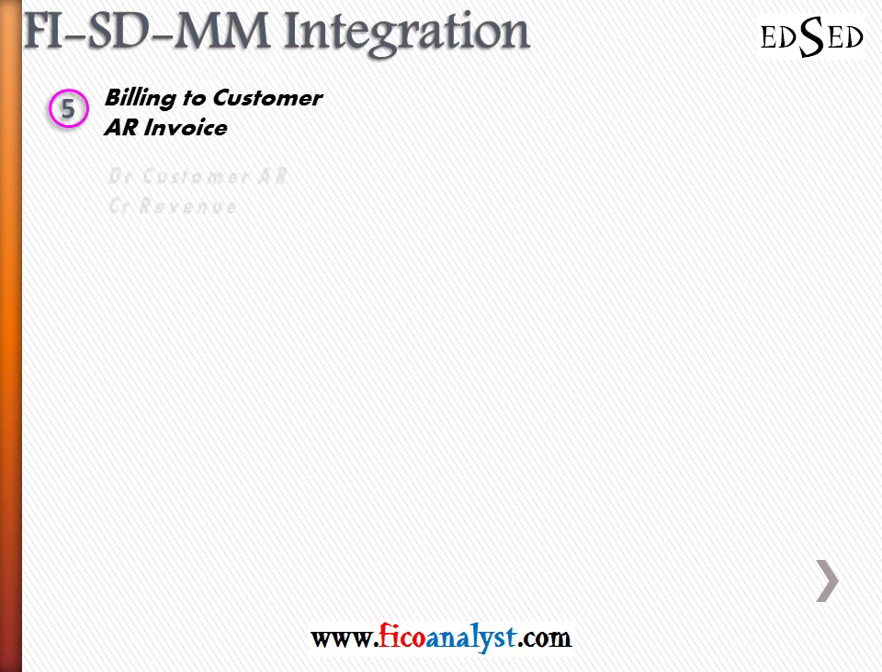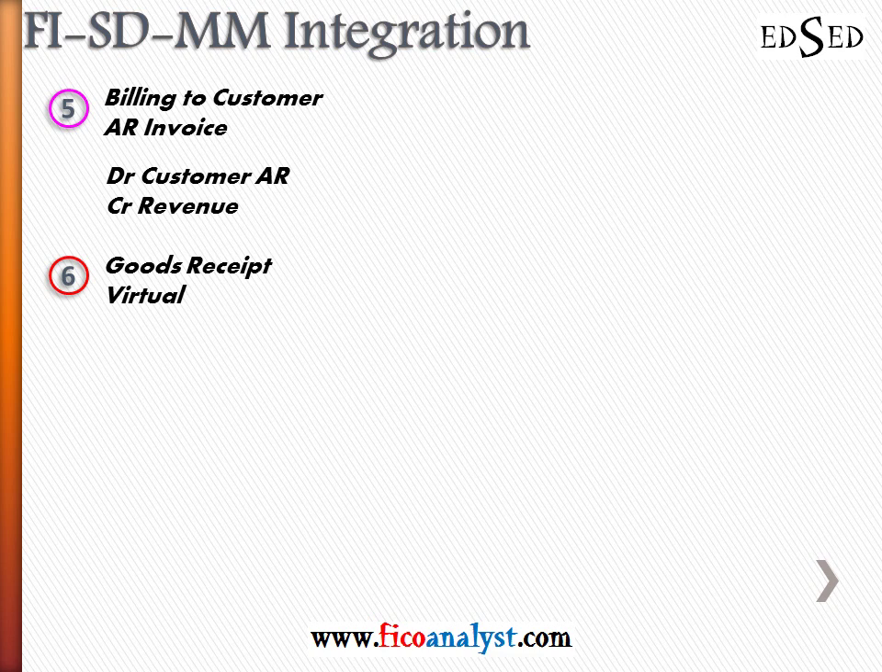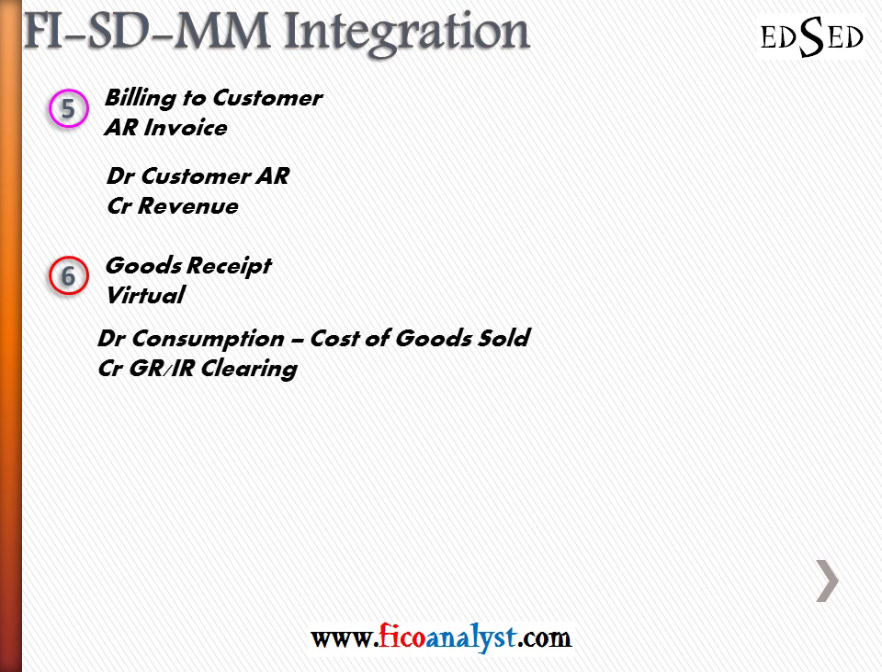So for the three steps, the accounting entries look like this: billing to customer, debit customer AR, and credit revenue. Step 6, which is the virtual goods receipt. There is no update of inventory, and it's a debit to cost of goods sold, which is consumption in this case, and credit GR/IR clearing. So again, two steps are happening here. There is no update of inventory. It's a consumption happening, consumption to the cost of goods sold directly.